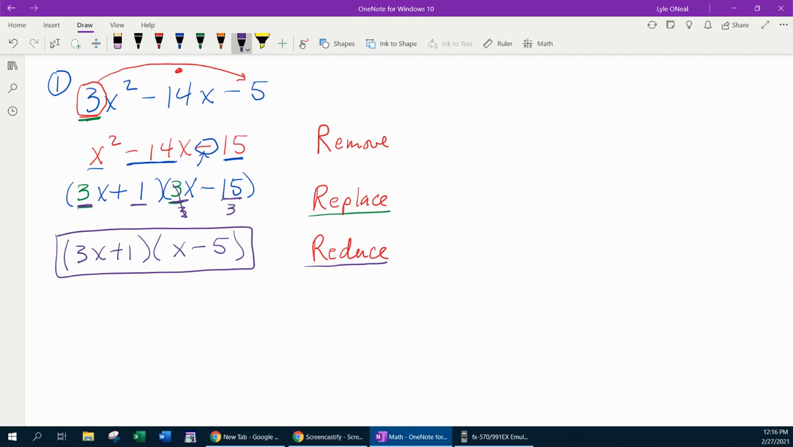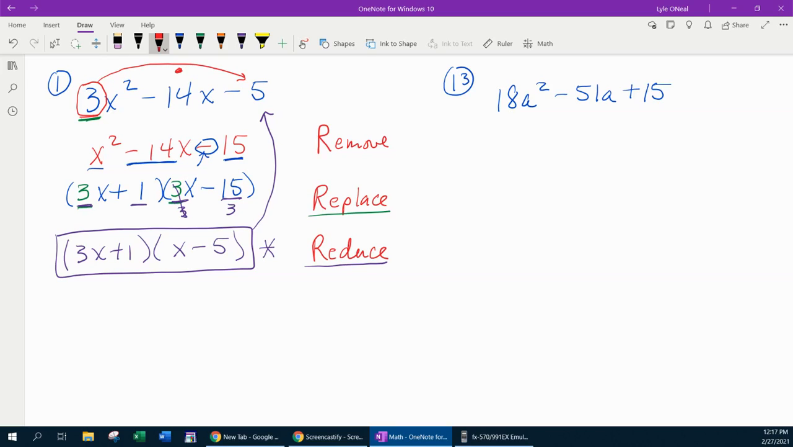Now, if I wanted to, I could FOIL and check. If I do the FOIL method, I better get back what I had, or it's not factored correctly. So just so you understand that, if this is a test situation, and you need to make sure that this answer is correct, you can FOIL it and see if it gives you the problem back.